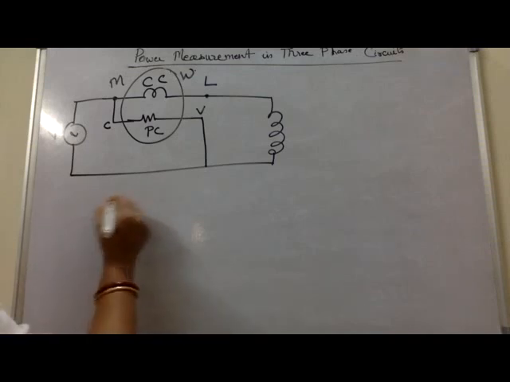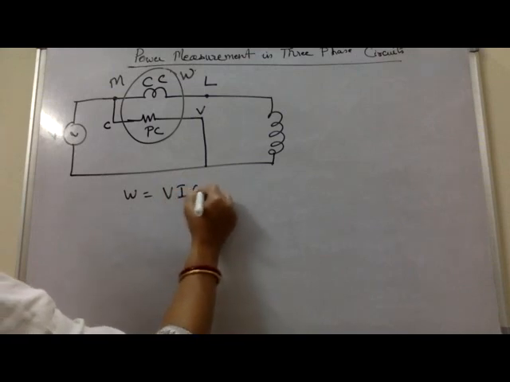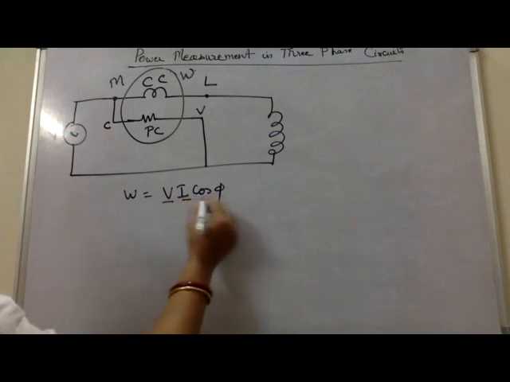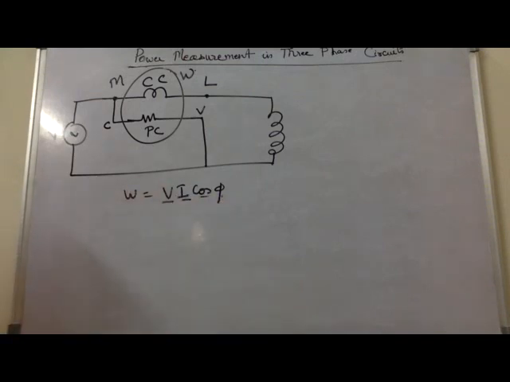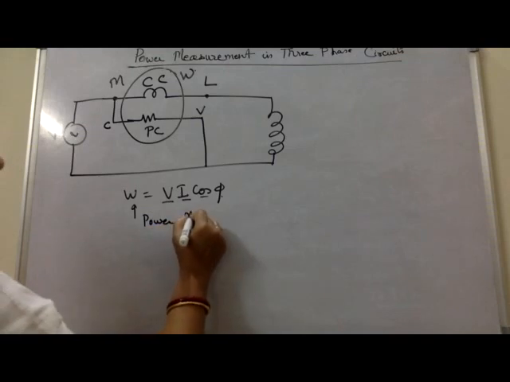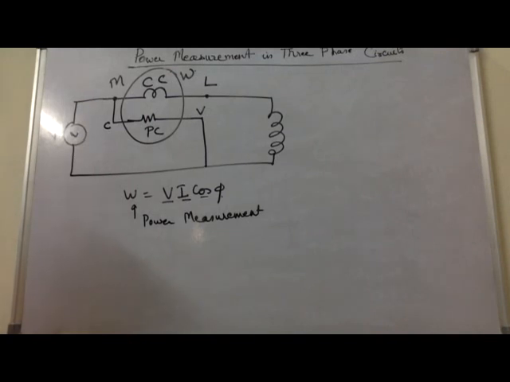Now this wattmeter will read VI cos phi, that is, it reads the voltage, the current and the cosine of the angle between the voltage and the current. So we say that this wattmeter is used for power measurement. This is your single phase wattmeter connection. This is the simple connection you make for any power measurement in a single phase circuit.